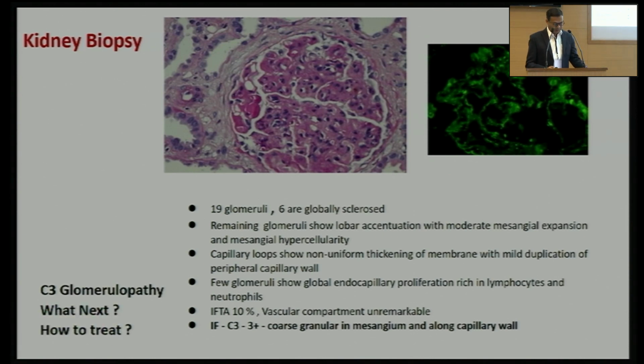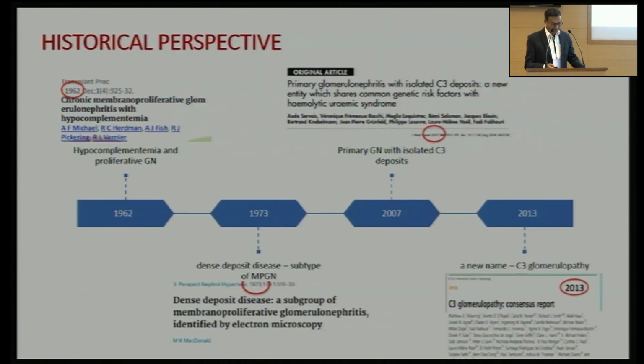That's the question in the mind of nephrologists when seeing such a patient. We'll discuss that. Just a brief about the historical perspective of this disease. It was first described in 1962 as glomerulonephritis with hypocomplementemia, and then dense deposit disease was first described in 1973, identified by electron microscopy. Subsequently, isolated C3 deposits were seen first in 2007 and 2013.